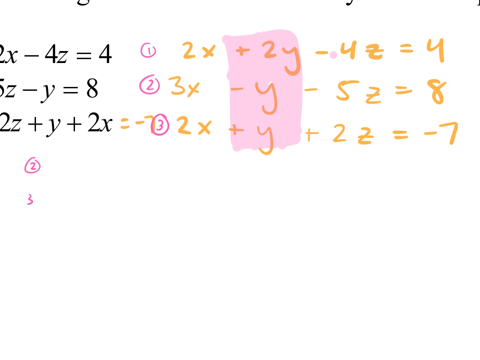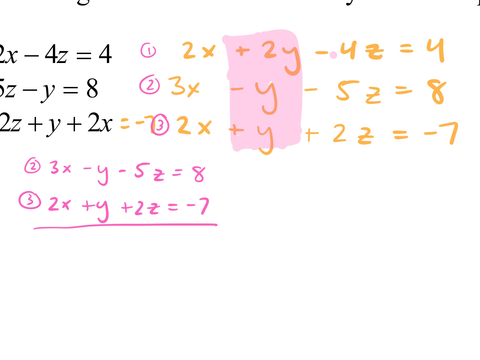So 2 and 3. We've got 3x minus y minus 5z is equal to 8. And 2x plus y plus 2z is equal to -7. So here we have 5x, the y's cancel, minus 3z is equal to 1. Be super careful with the signs when you're adding. Just be careful with the little math that you got going on. What should I do next?